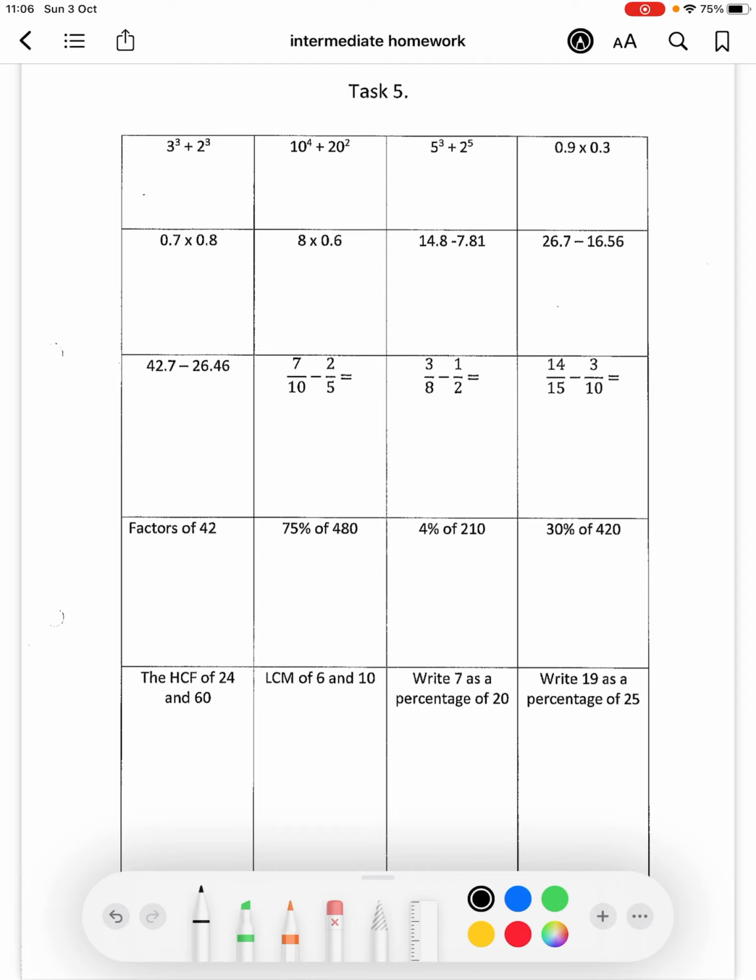That means 3 times 3 times 3, which is 27. We're adding 2 cubed, which is 2 times 2 times 2, which is 8. 27 add 8 is 35.